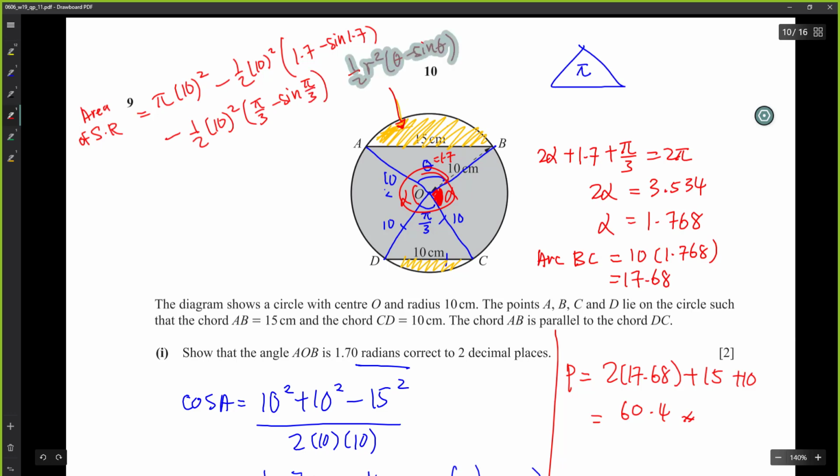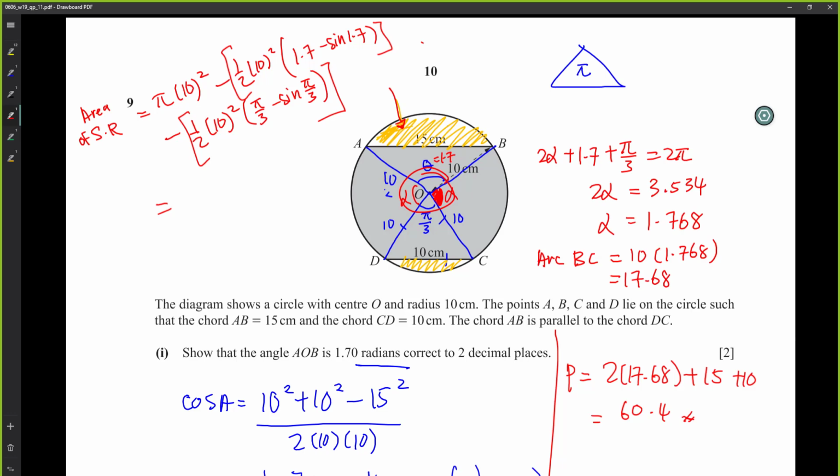Alright, so then you can type in the calculator straight away here, just in case you get a bit confused about so many brackets. So I just do a nice bracket for you. Then you type everything in the calculator and leave it in 3 significant figures, then you should be fine. So the first one is 100 pi minus half 100, which is just 50. Okay, so I just type 50 bracket 1.7 minus sine 1.7.